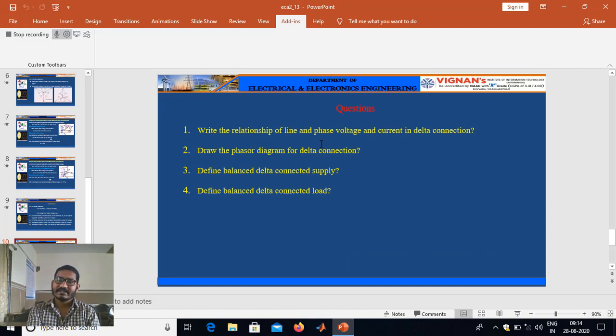Okay, these are the questions. Write the relationship between line and phase voltages, and line and phase currents for delta connection, and draw the phasor diagram for delta connection. Define balanced delta connected supply. Previously I explained what a balanced delta connected supply is and how it is represented. Similarly, define balanced delta connected load. This is supply and this is load, just remember. For this you have to answer for the next class.